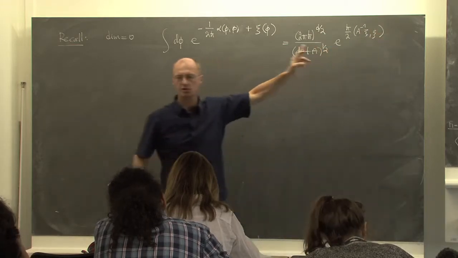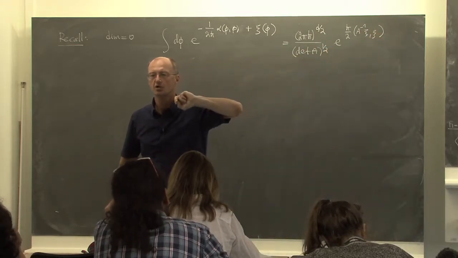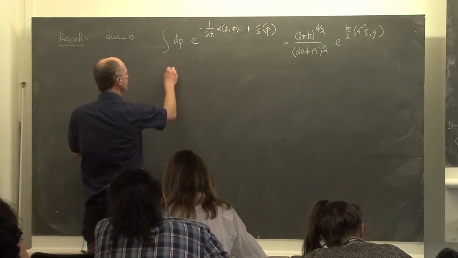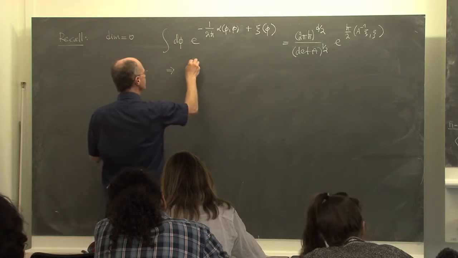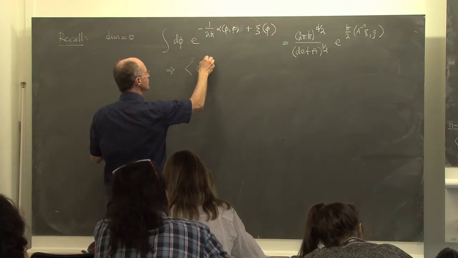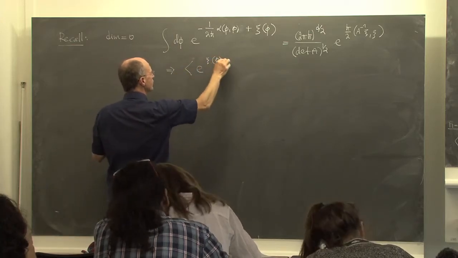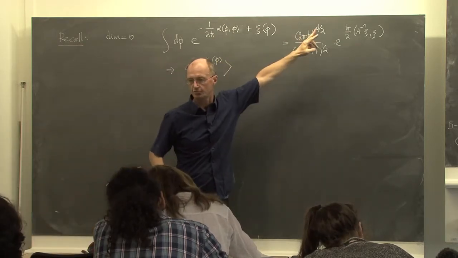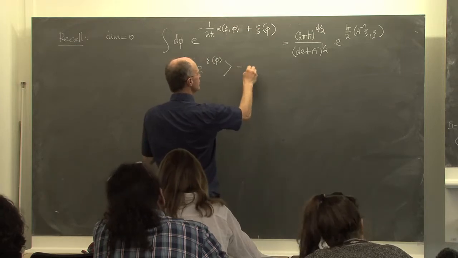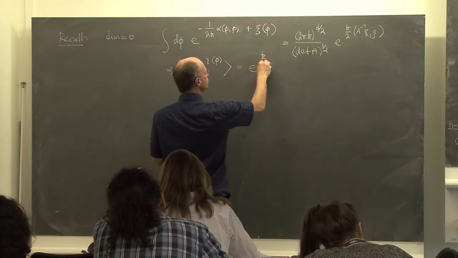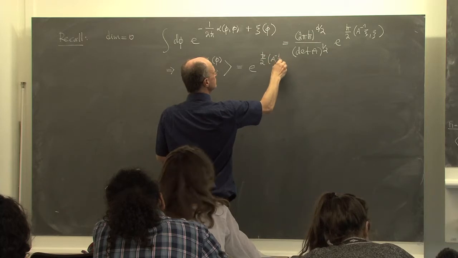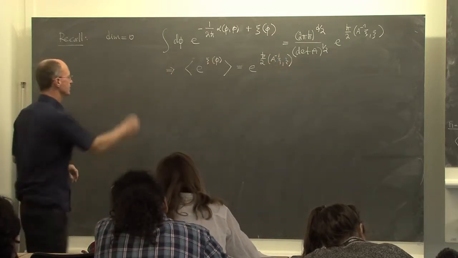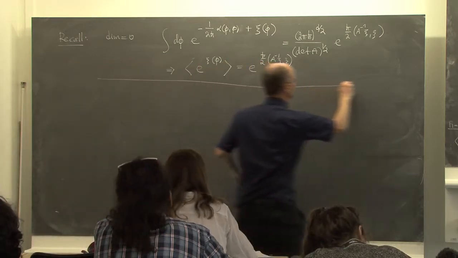So this was actually an element in the proof of the Wick theorem, right? So I can also reinterpret this expression as the correlation function of exponential psi of phi. Now I should kill the prefactor. So this is exponential... Okay, so that's the formula.